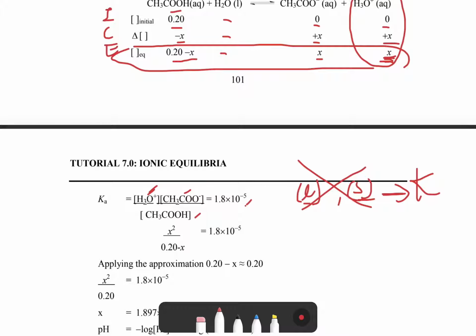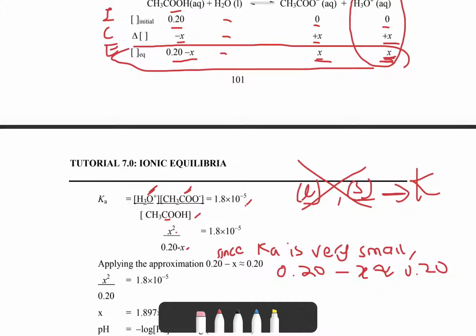Since Ka is very small, 0.2 minus X is approximately 0.2. Okay, kita guna approximations method.